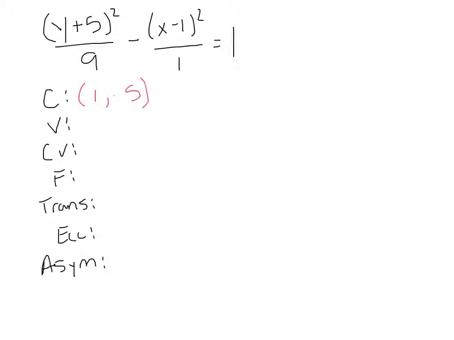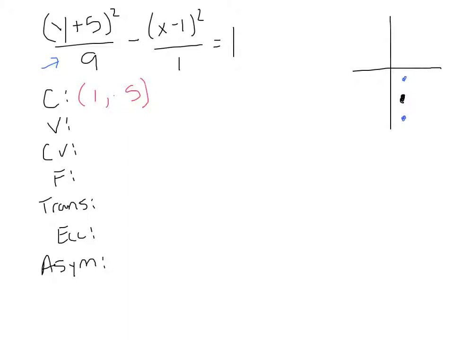And based on the positive fraction in this equation, we know that it is a vertical hyperbola. So that means our branches are going to be up and down. Our center of 1, negative 5, I'm going to go ahead and get that started. Now our vertices are going to come from the number under the y. So the square root of 9 is 3. That tells me I'm going to move up and down 3 from the center to get my vertices.